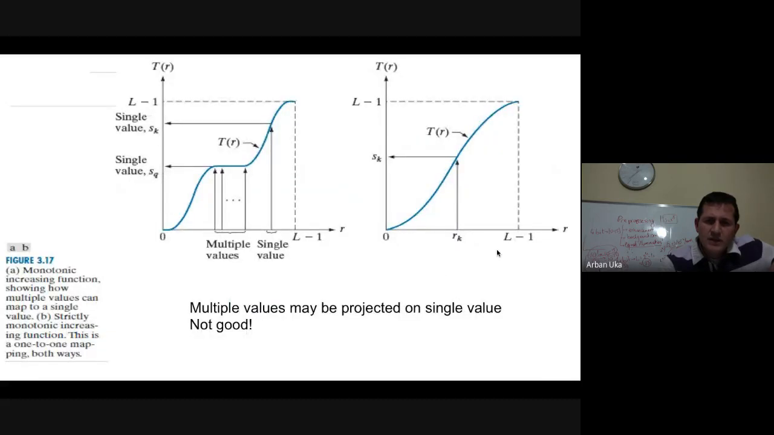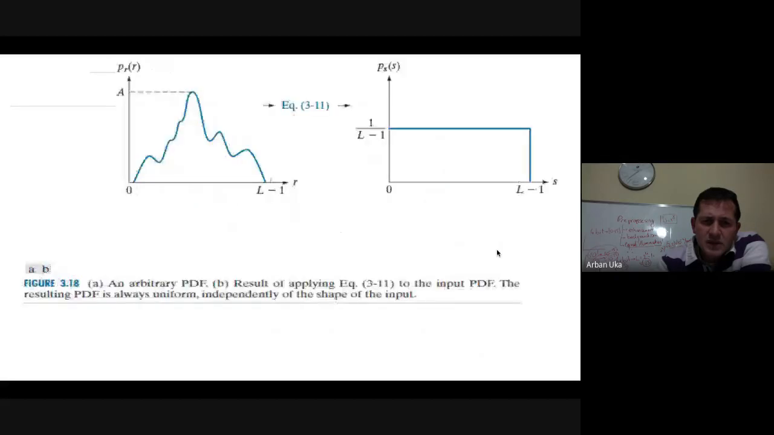Now, in some types of transformations, what can be criticized is that several values can be projected to a single value, and that is not good, because we will not be able to observe the intensity gradient. The example here is on figure A. On figure B, on the right side, we do a better job.